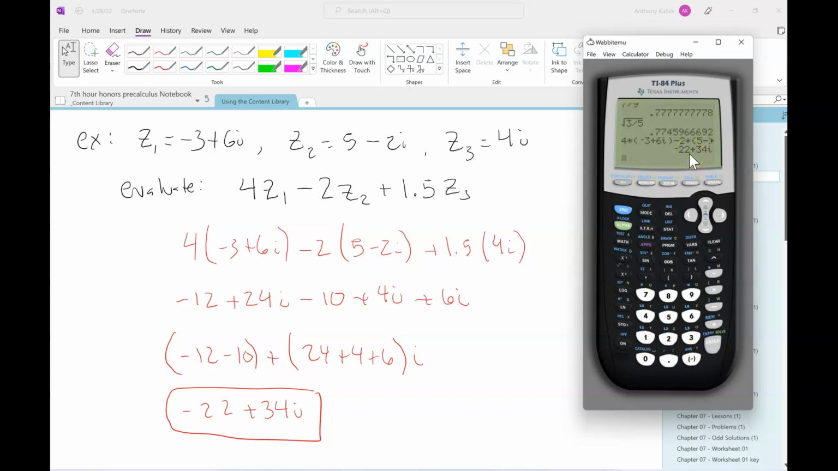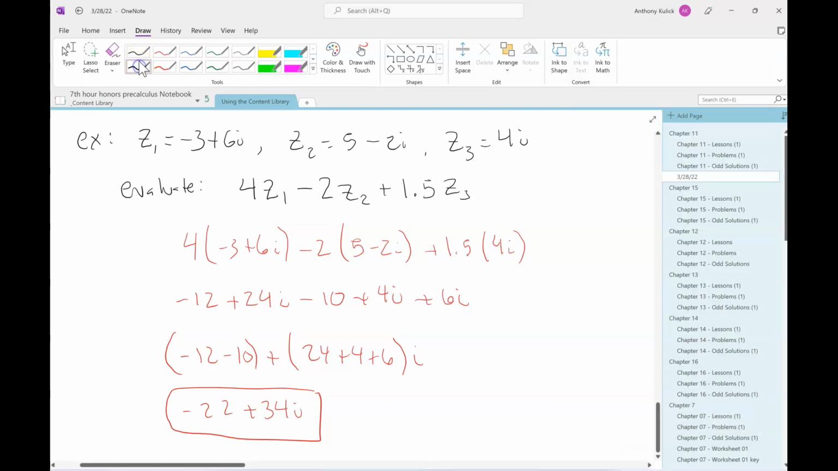And the calculator gives you the same thing, right? No big deal. Everybody feel good so far? No big deal, right? Pretty easy. All right.